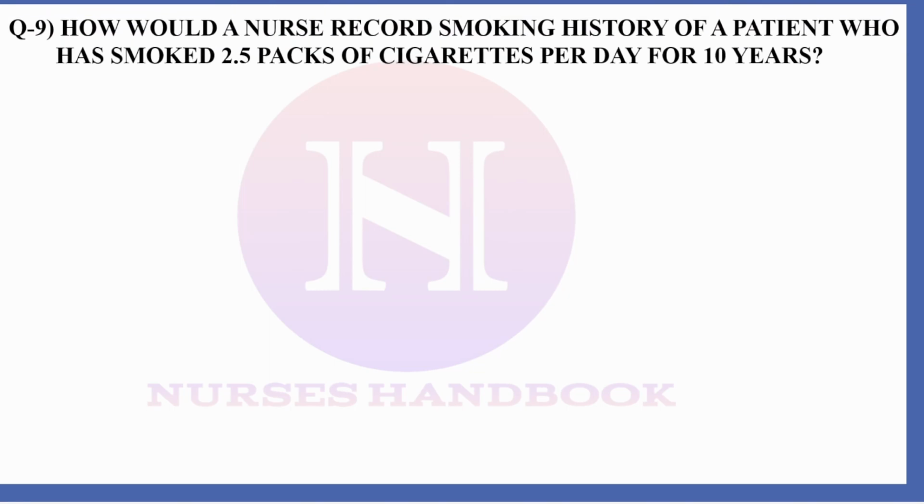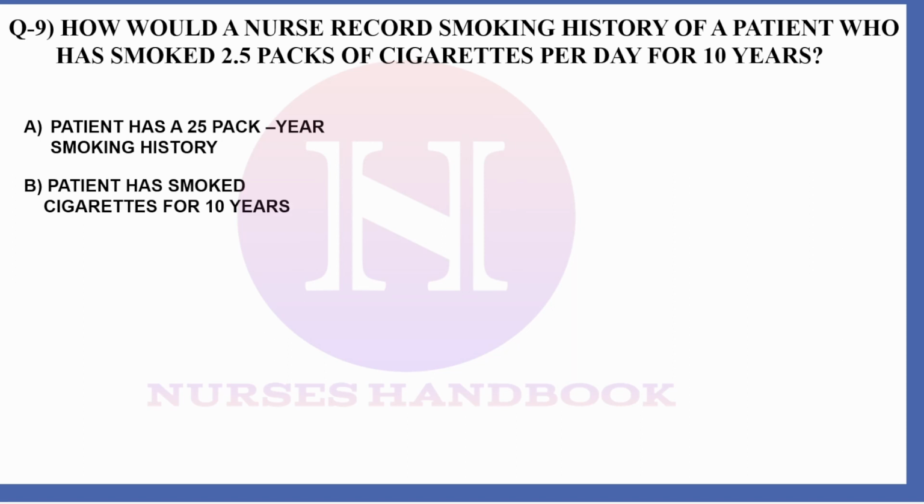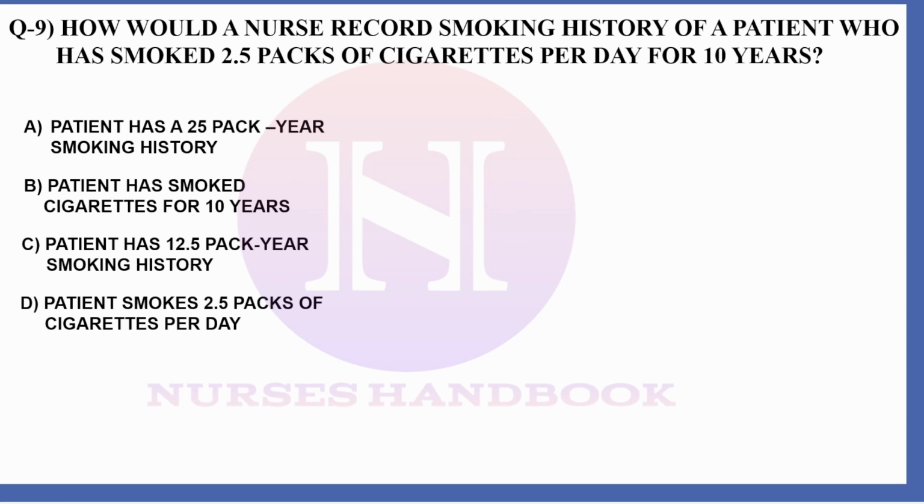Question number 9. How would a nurse record the smoking history of a patient who has smoked 2.5 packs of cigarettes per day for 10 years? Option A, patient has a 25 pack year smoking history. Option B, patient has smoked cigarettes for 10 years. Option C, patient has 12.5 pack year smoking history. And option D, patient smokes 2.5 packs of cigarettes per day.